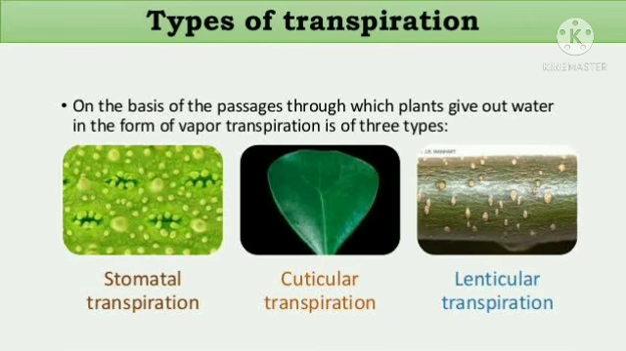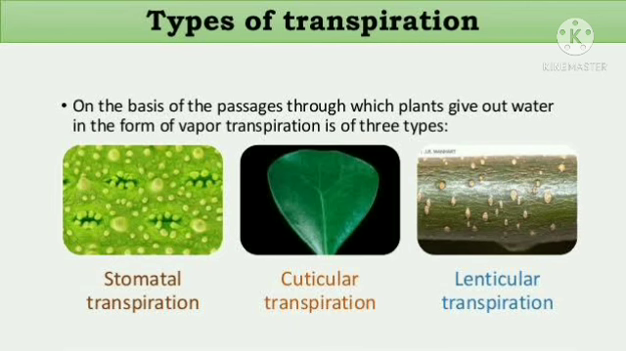So now let us study the types of transpiration. On the basis of the passage through which plants give out water in the form of water vapor, transpiration is of three types: stomatal transpiration, cuticular transpiration and lenticular transpiration. Let us study the first one, stomatal transpiration, in detail.